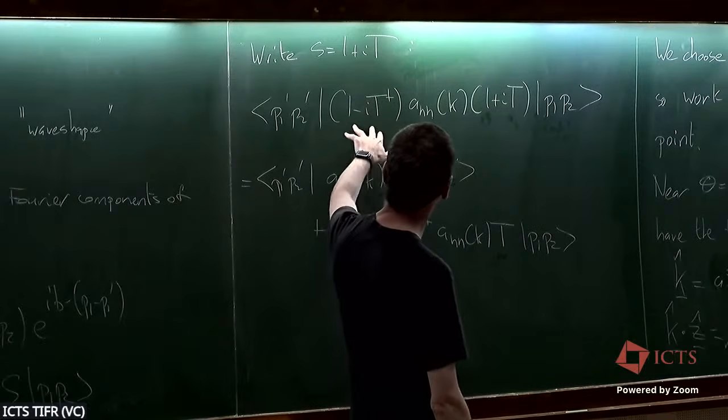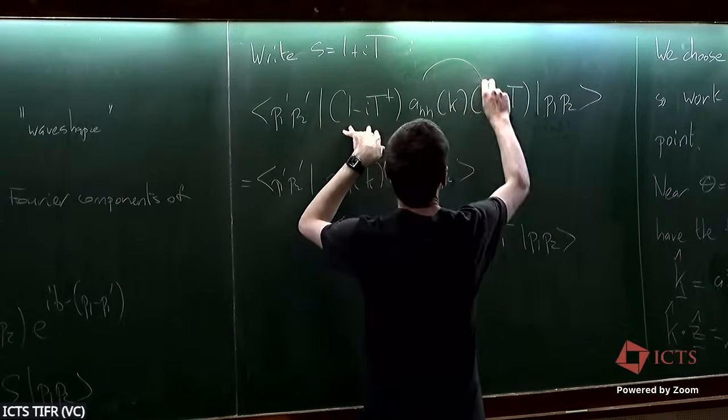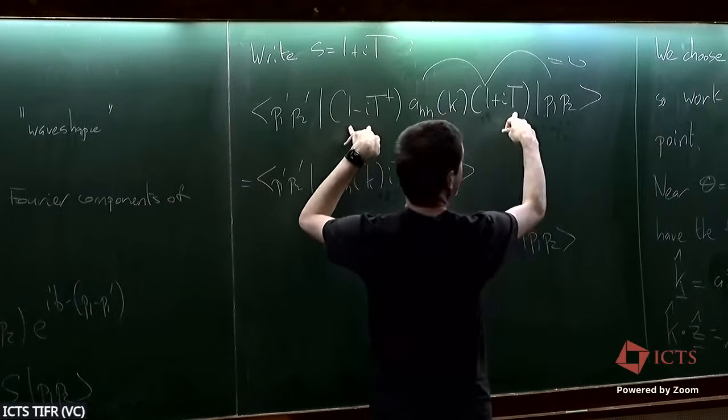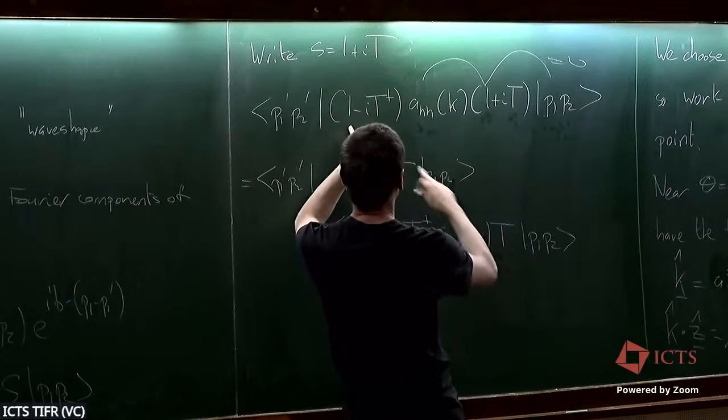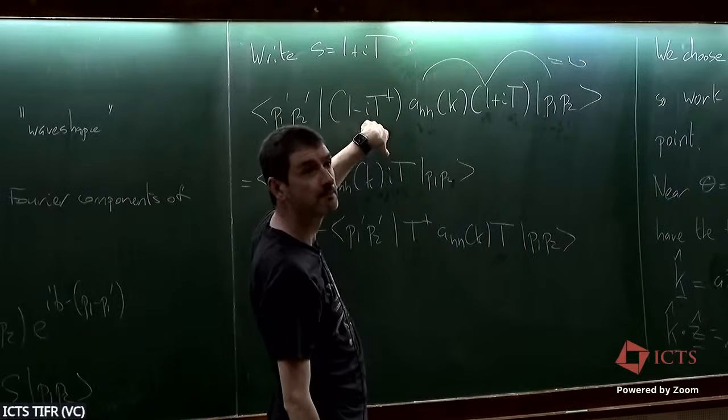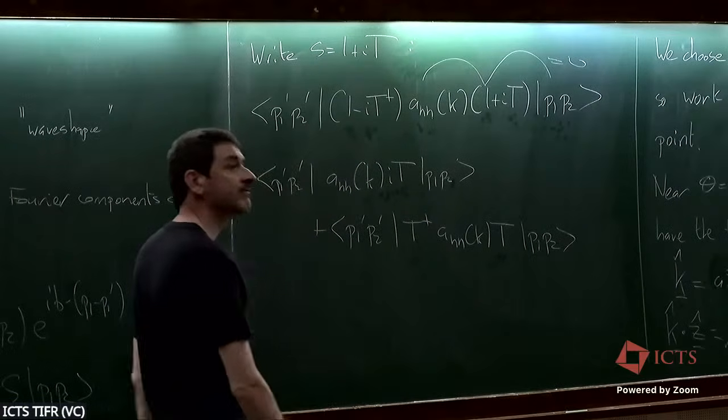There's only two terms, right? So when the annihilation operator acts on that one, I get 0. The annihilation operator has to act on this term, so it's always a T. And then there's a term with the 1 and a term with the T dagger. So there's always just two.